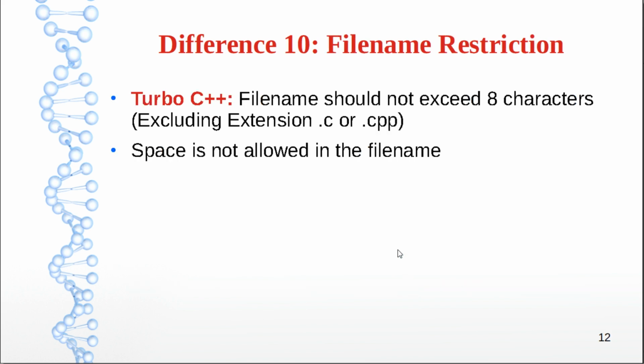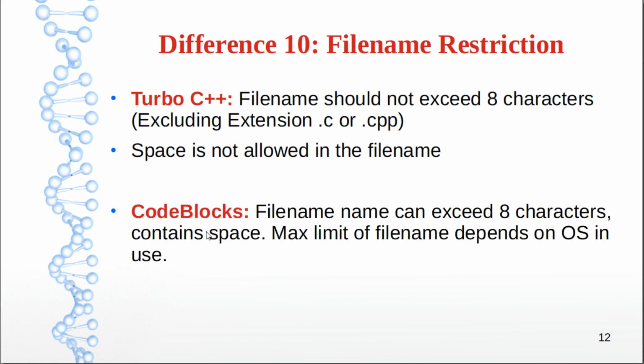Filename restriction. TurboC supports only 8 characters for the file name and 3 letters for the extension. For extension, we can use .c or .cpp. Space is not allowed in the file name. In Code::Blocks, the file name can exceed 8 characters and may contain spaces. The maximum limit of the file name depends upon the operating system that we are using.